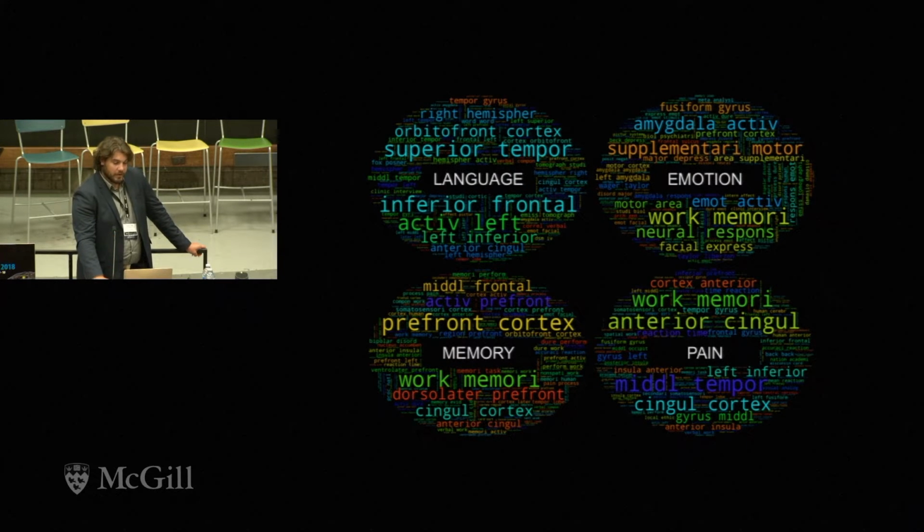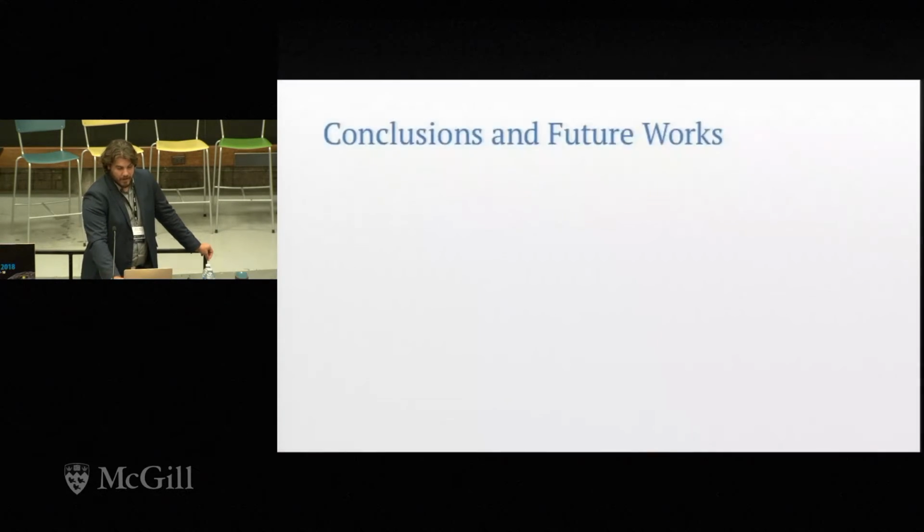It's a little disappointing because we were hoping that this approach would kind of give insight into new ontology for describing tasks, but I guess in some sense, you kind of see anatomical regions that one would expect, like amygdala associated with emotion.